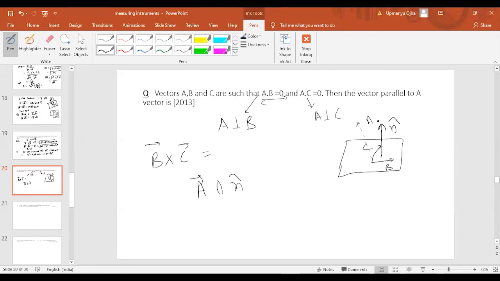A is also perpendicular to both B and C, which means A is parallel to B cross C. So the answer for this question is that A is parallel to B vector cross C vector. That was the answer.